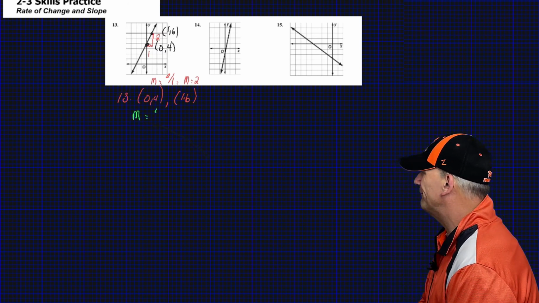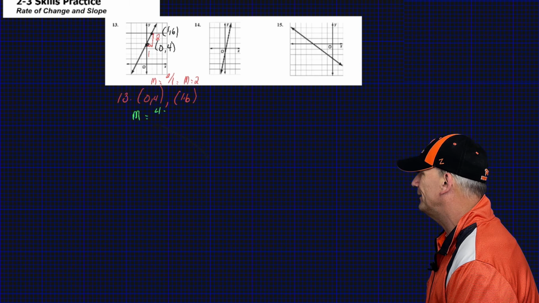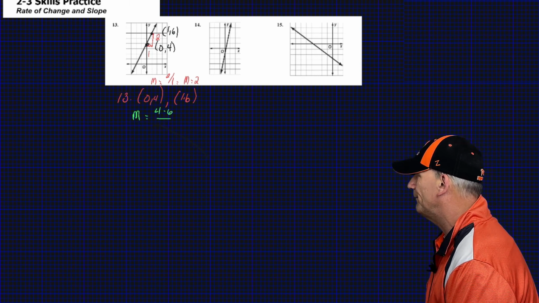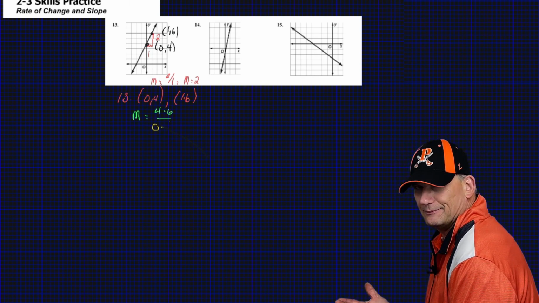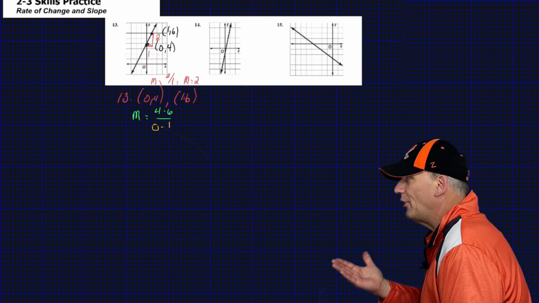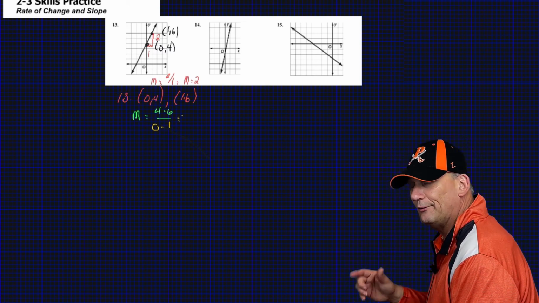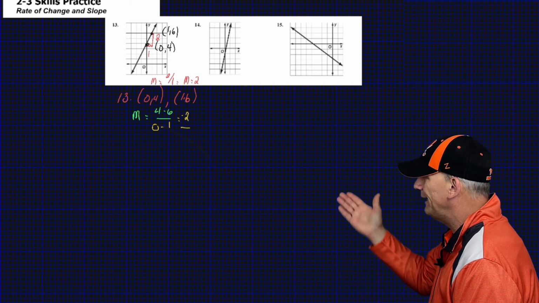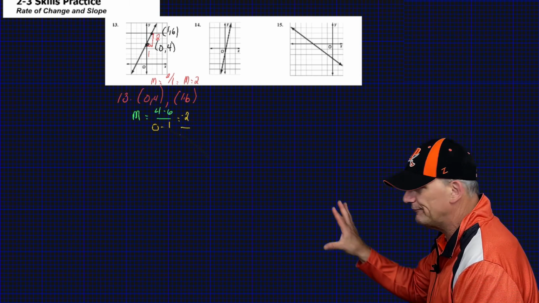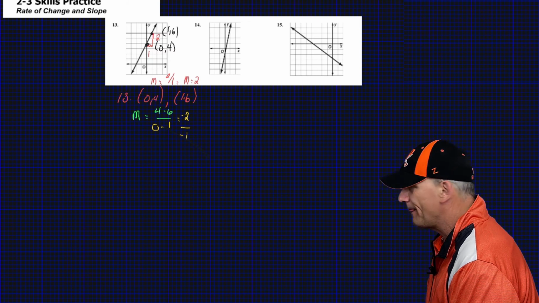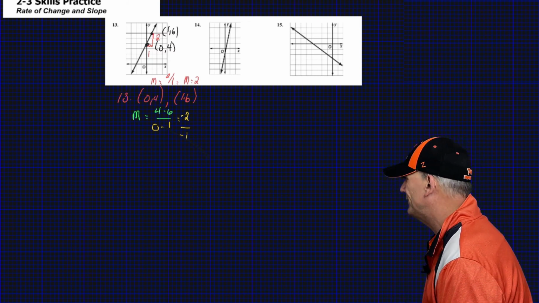So the math is what? 4 minus 6 on the top, 0 minus 1 on the bottom, and what do you get? Negative 2 over negative 1, which ends up being a positive 2 over 1, which is a positive 2. And that's what we got just by looking at the graph without having to do all these calculations. So make life easier on yourself, if you can.